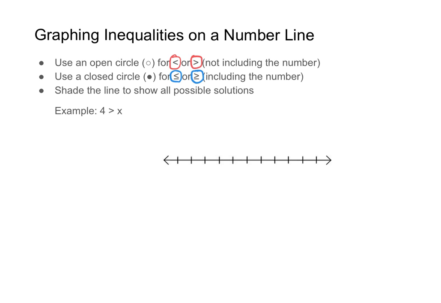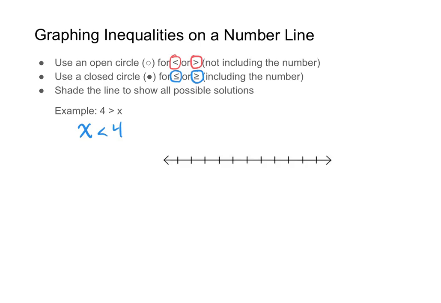And we shade this line to show all possible solutions. So either we are shading to the left or to the right, depending on the problem. So here we have an example where 4 is greater than x. Please note that this is the same thing as saying x is less than 4 because in both instances our mouth, alligator mouth, is opening towards the 4.